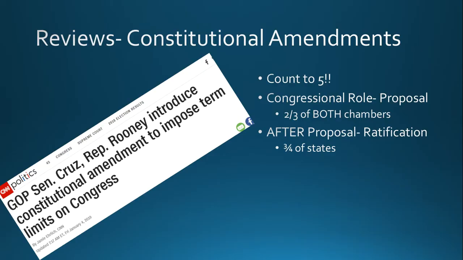The reason that's necessary is in order for a constitutional amendment to be proposed, which is the first step of the amendment process, you need 2/3 approval, 2/3 vote by both the House and the Senate, both chambers of Congress. So again, counting to 5, one member of Congress with an idea then must be proposed formally by a 2/3 vote in both the House and the Senate.